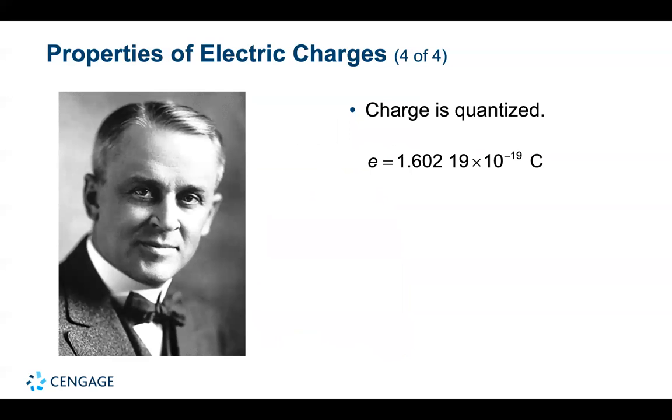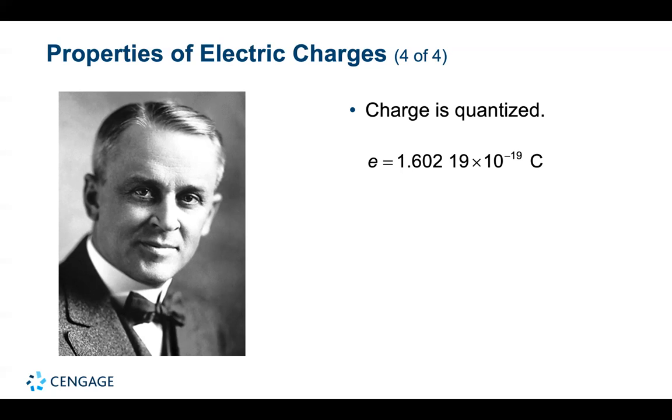Here we have a picture of Robert Millikan. In 1909, Robert Millikan, who lived from 1886 to 1953, discovered that if an object is charged, its charge is always a multiple of the fundamental unit of charge e. In modern terms, the charge is said to be quantized, meaning that the charge occurs in discrete chunks that can't be divided anymore. An object may have a charge of plus or minus e, plus or minus 2e, plus or minus 3e, and so on, but never a fractional charge.